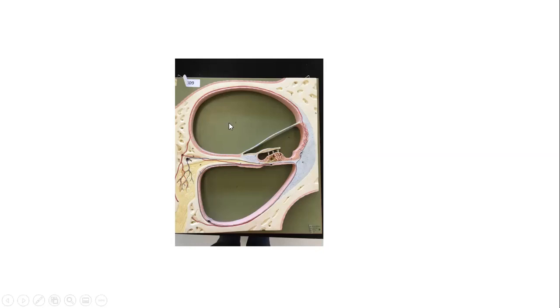Cochlear branch of the vestibular cochlear nerve. That's cranial nerve 8. So this is hearing. The vestibular part's for balance. So don't forget perilymph, endolymph, perilymph. Remember your fluids inside of there.